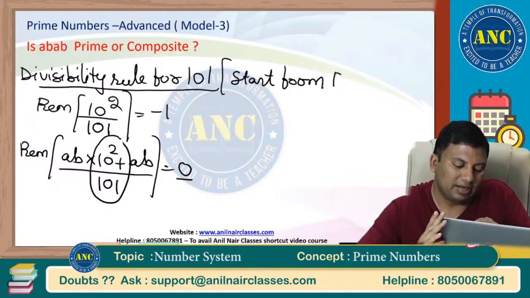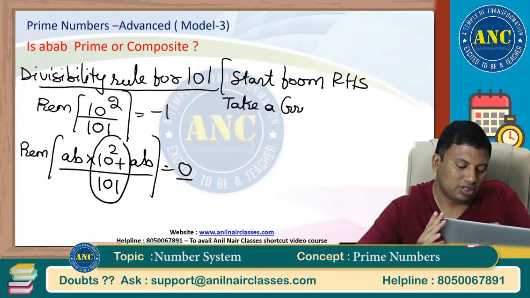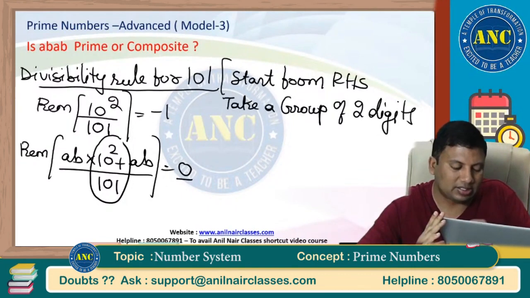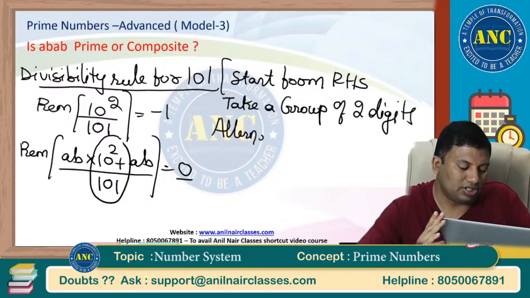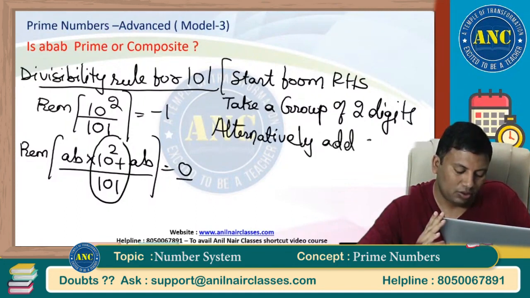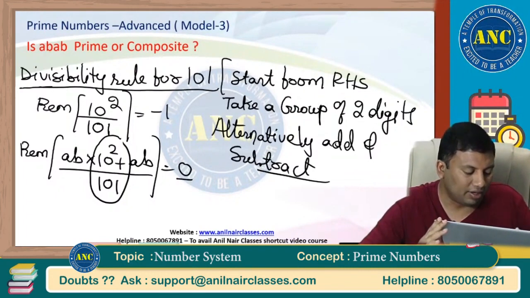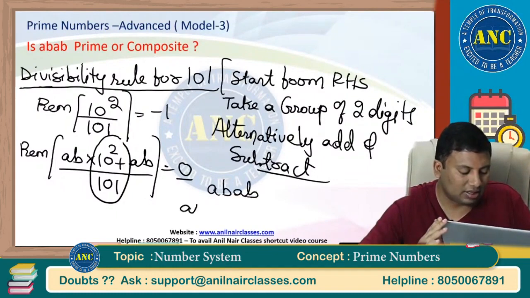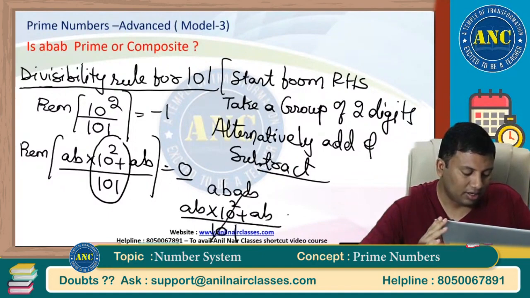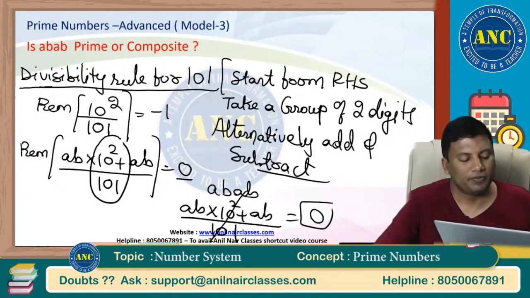So, what is the divisibility rule for 101? Start from right hand side. Take a group of 2 digits. Alternately add and subtract. If I do that, I will get the remainder when you divide a number by 101. So AB into 10 square plus AB divided by 101, minus AB plus AB, 0.